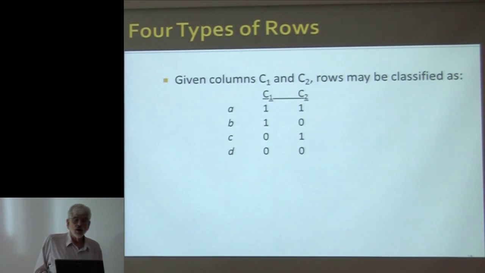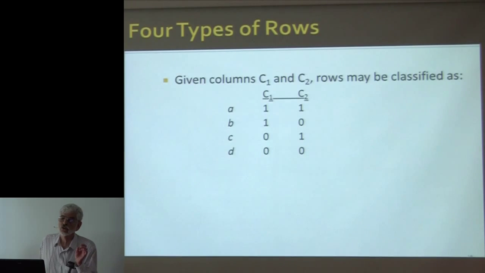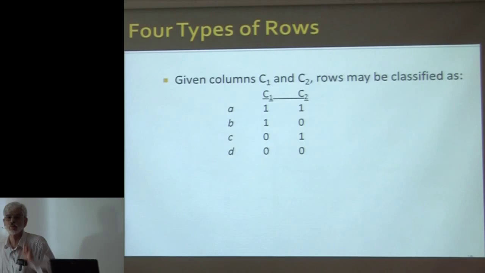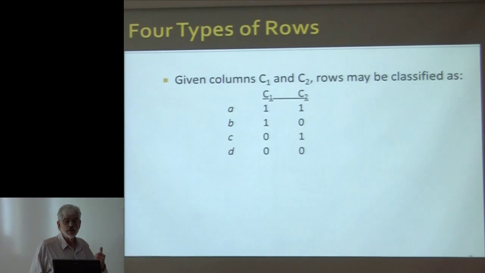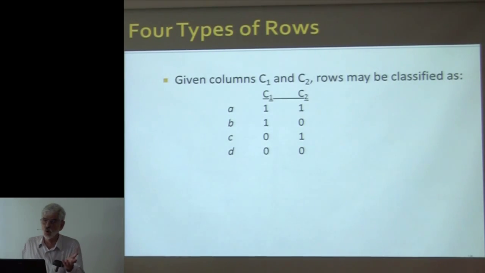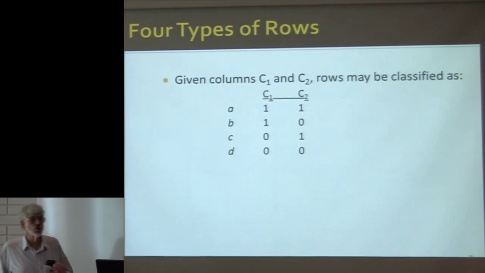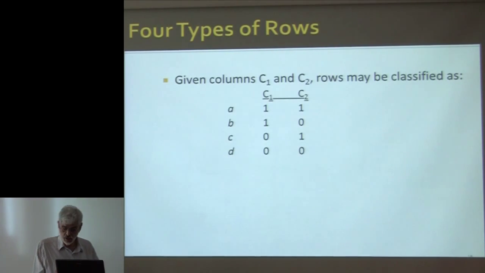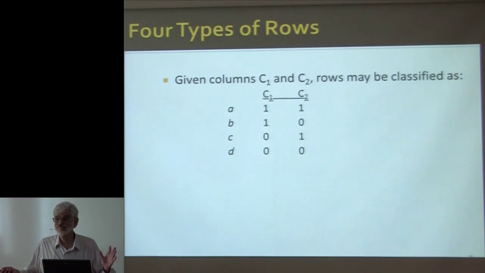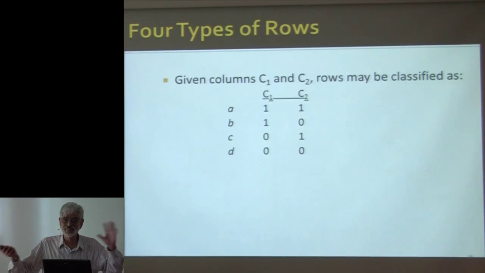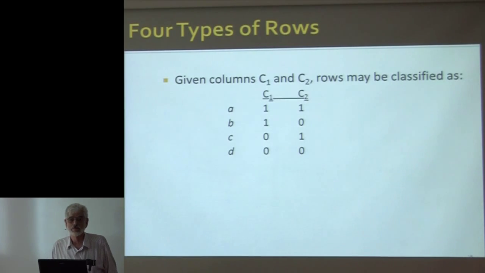Now again, I want to focus on two columns, and for each pair of columns, I can talk about 4 different kinds of rows. A type A row is one where both are 1s. Then B and C rows are those that have a 1 in one and a 0 in the other, or vice versa. And type D rows have zeros in both. Again, most of the rows should be of type D. By the way, in my examples, that will not be true because you can't really draw sparse matrices on slides.